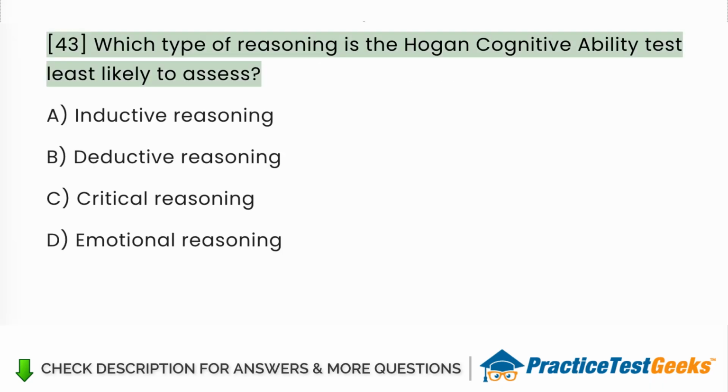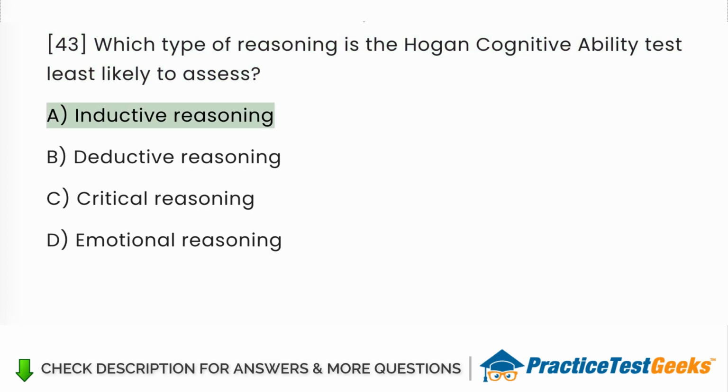Which type of reasoning is the Hogan Cognitive Ability Test least likely to assess? A. Inductive reasoning. B. Deductive reasoning. C. Critical reasoning. D. Emotional reasoning.